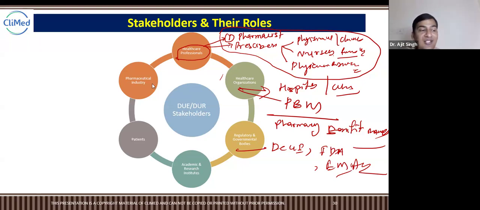Yeah, CDSCO is there, DCGI and CDSCO. So they are the national regulatory authorities. Then we have the health ministries, and public health programs are there.